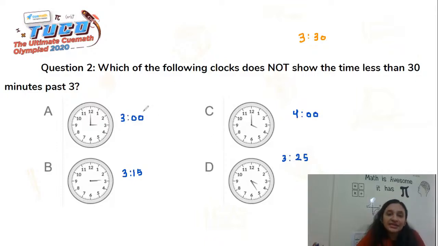So we see that this is less than 3 hours 30 minutes. This is also less than 3 hours 30 minutes because it's just 15 minutes here, 3 hours 15 minutes. This is more than 3 hours 30 minutes because it's 4 hours, which is a bigger time quantity than 3 hours 30 minutes. And this is less than 30 minutes because if you compare 25 minutes, 25 minutes is lesser than 30 minutes. So the correct answer is option C, which is not less than 3 hours 30 minutes. It's more than that. And how much more if you were to tell?